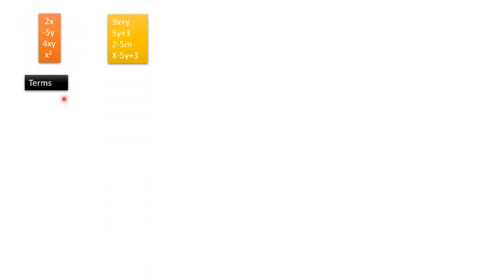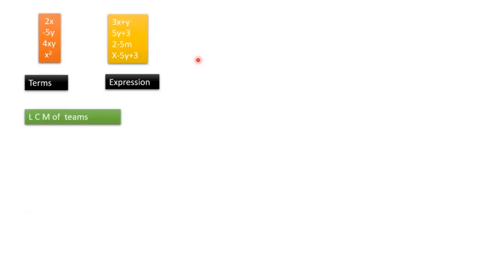What's next? 3x plus y, 5y plus 3, 2 minus 5m. These are combinations of the terms. The combinations of the terms we call expressions. Expressions. I think you got it. These are terms. These are expressions.